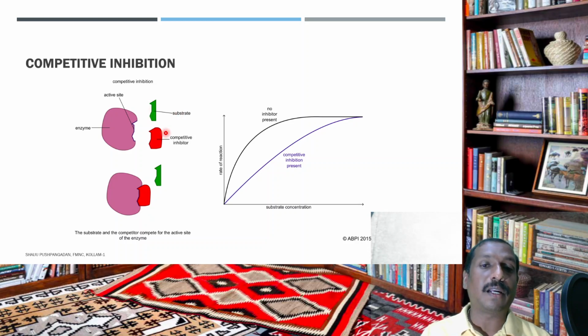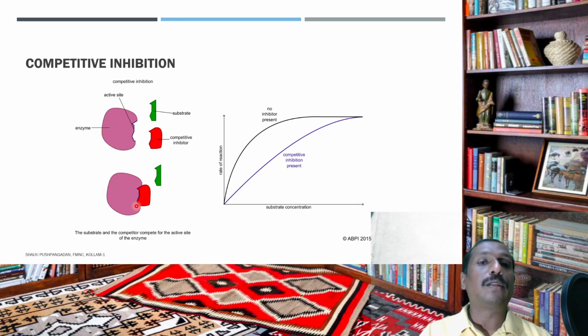One is the actual substrate, and the second one is the competitive inhibitor. If in that competition the competitive inhibitor wins, then instead of the substrate, the competitive inhibitor will bind with the active site of the enzyme. Enzyme action will happen only if the substrate gets bound. In this case, instead of the substrate, the competitive inhibitor is bound to the active site of the enzyme. That means there will not be any enzyme action. So this kind of inhibition of enzyme action is called competitive inhibition, and this kind of inhibitor is called a competitive inhibitor.